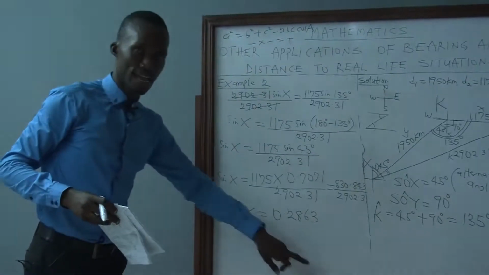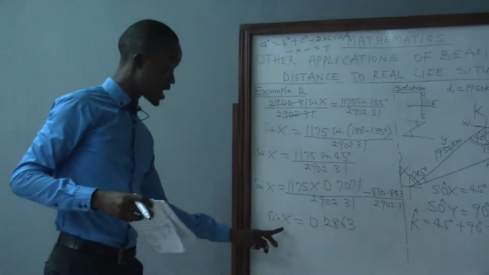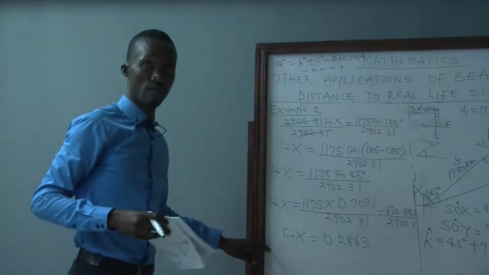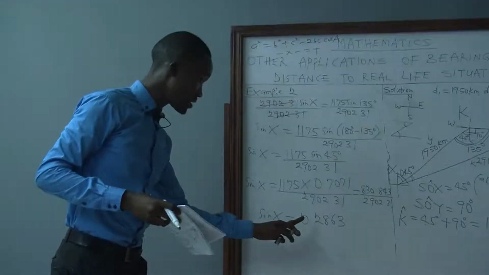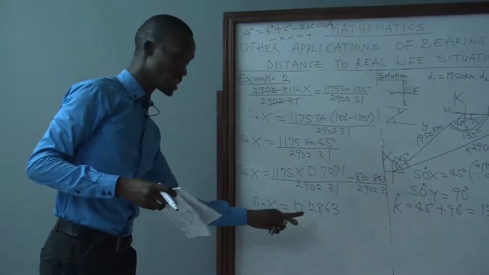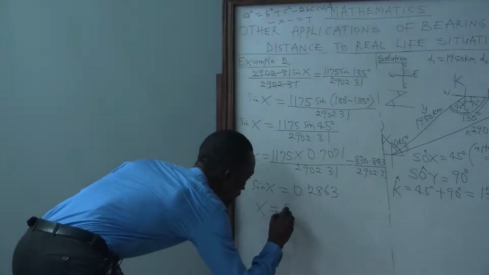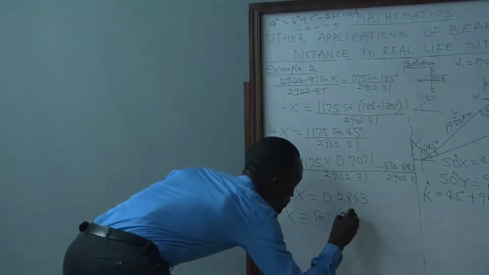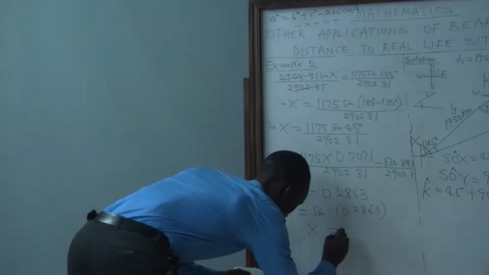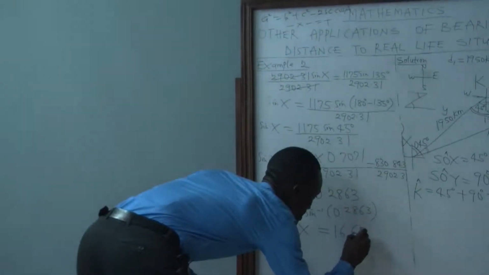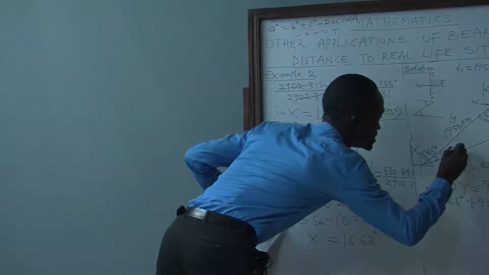This is sine X, but what we need is the value of X. So what we do here is we check for arc sine of x. We go to our four-figure table, we open to sine of angles, and we check for the closest value to 0.2863. If you do that, we have x to be arc sine of 0.2863, and the value of x from there will be 16.63 degree. That is this angle, 16.63 degree.